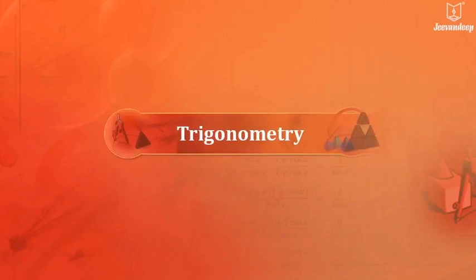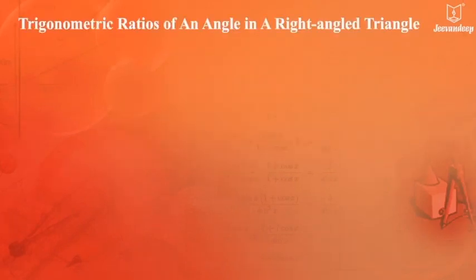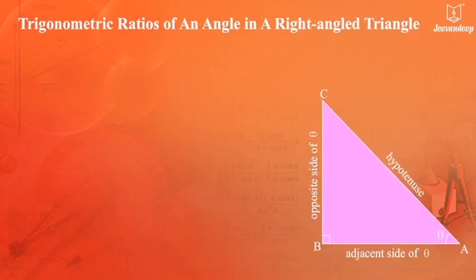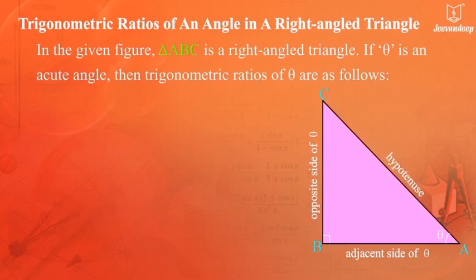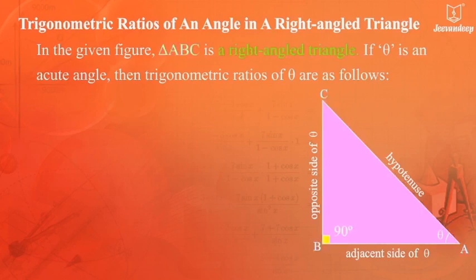Trigonometry. Trigonometric ratios of an angle in a right-angled triangle. In the given figure, triangle ABC is a right-angled triangle. If theta is an acute angle, then trigonometric ratios of theta are as follows.